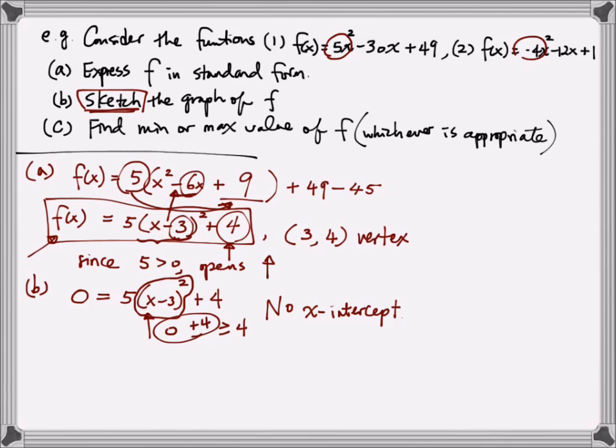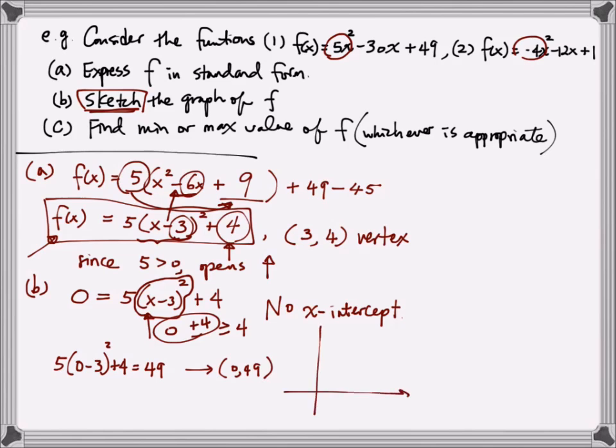On the other hand, to figure out the y-intercept, we need to set x equal to 0. So in that equation, if we set x equal to 0, we would get 5 times (0 minus 3) squared plus 4. Well, that is equal to 49. So that means the y-intercept is at (0, 49). Now we have a better idea of what the graph of this thing looks like.